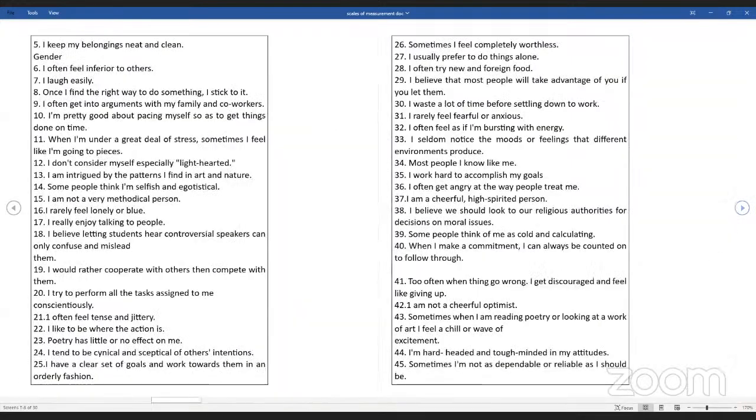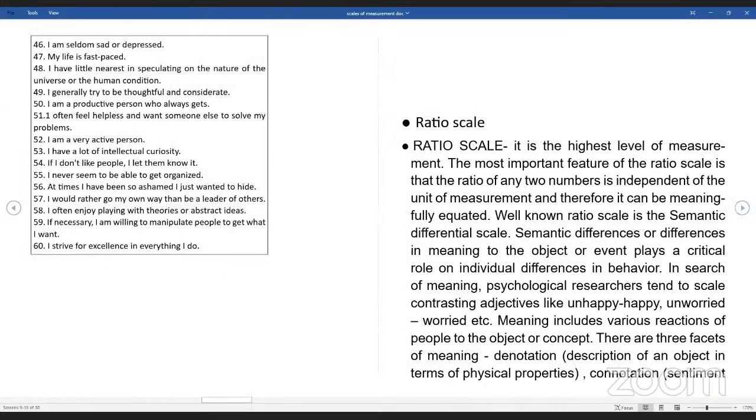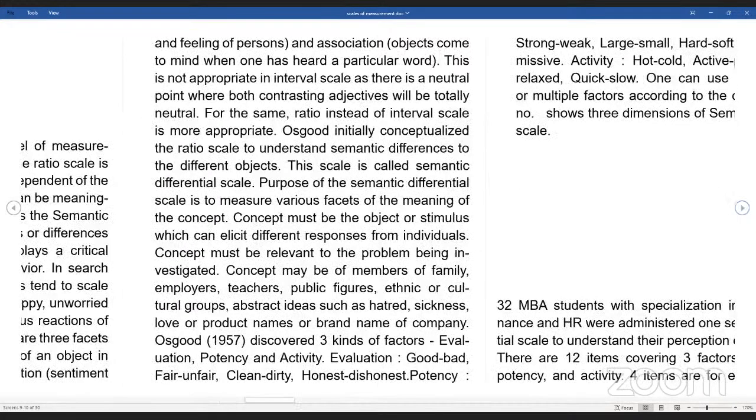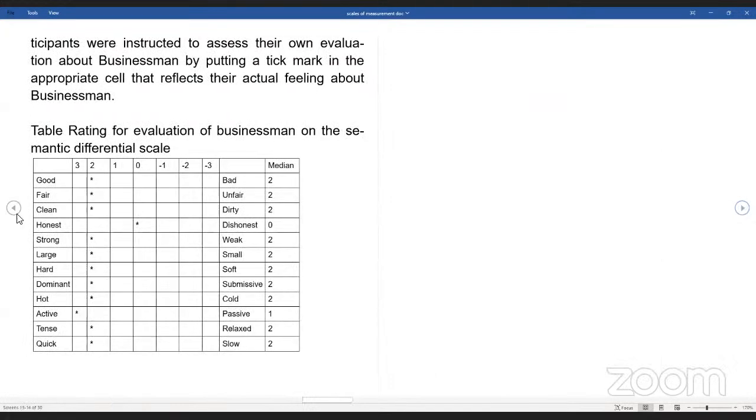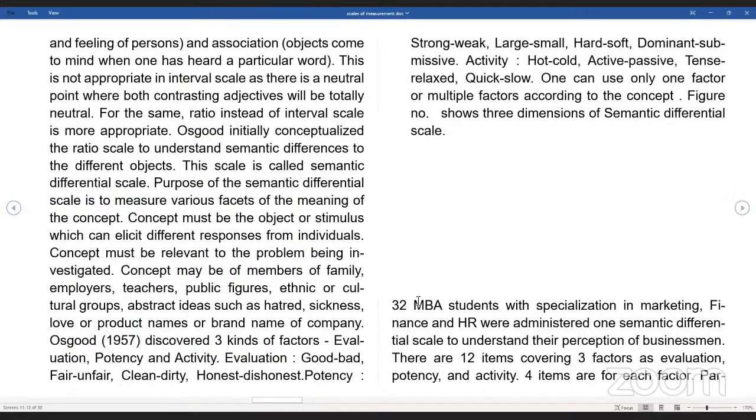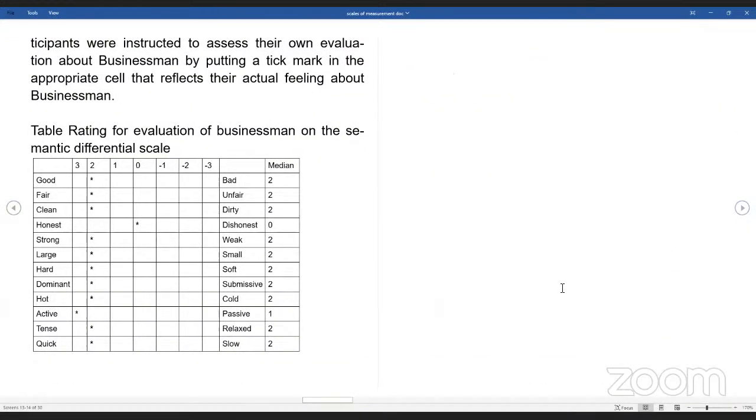So this is all about the interval scale, and next is the ratio scale. This ratio scale is semantic differential scale. Can you show me the ratio scale? This is the data that I collected. This is the rating scale for evaluation of businessman on the semantic differential scale.